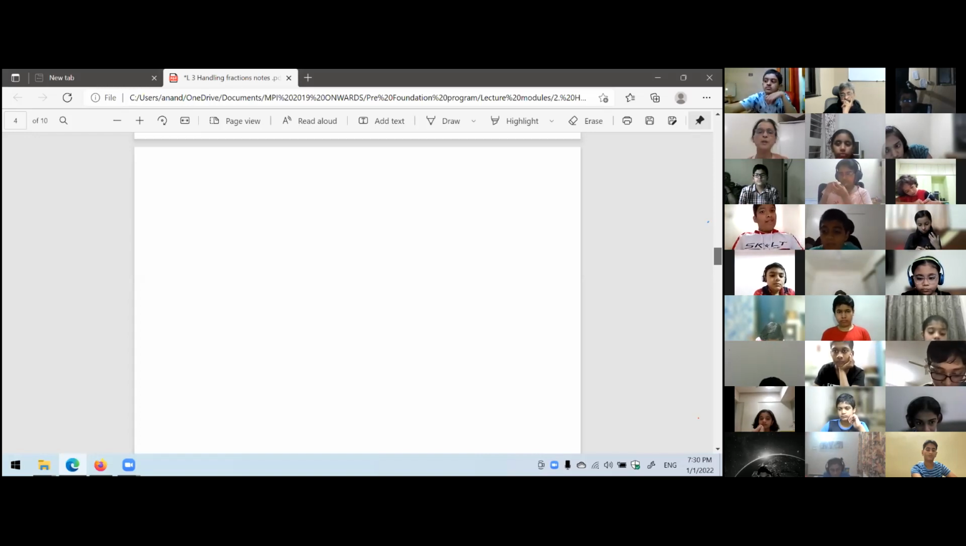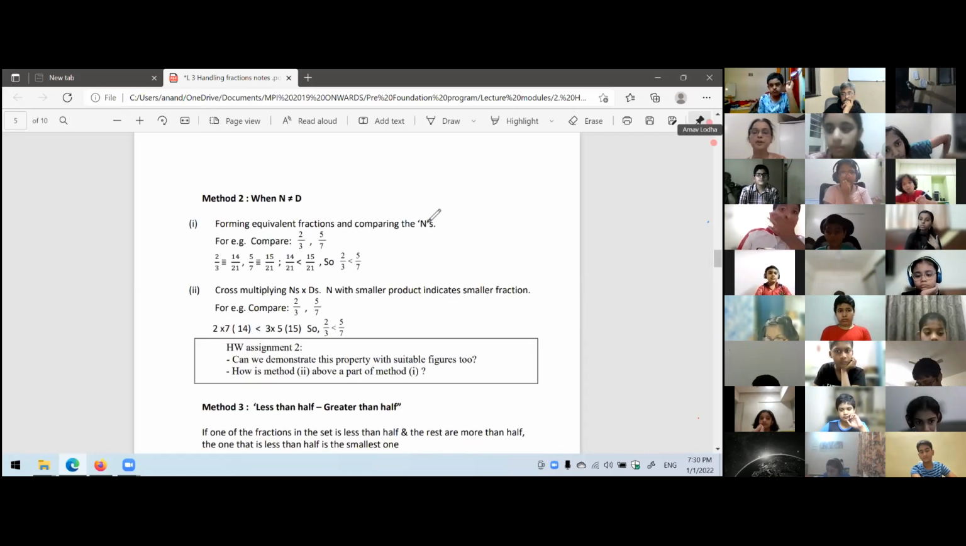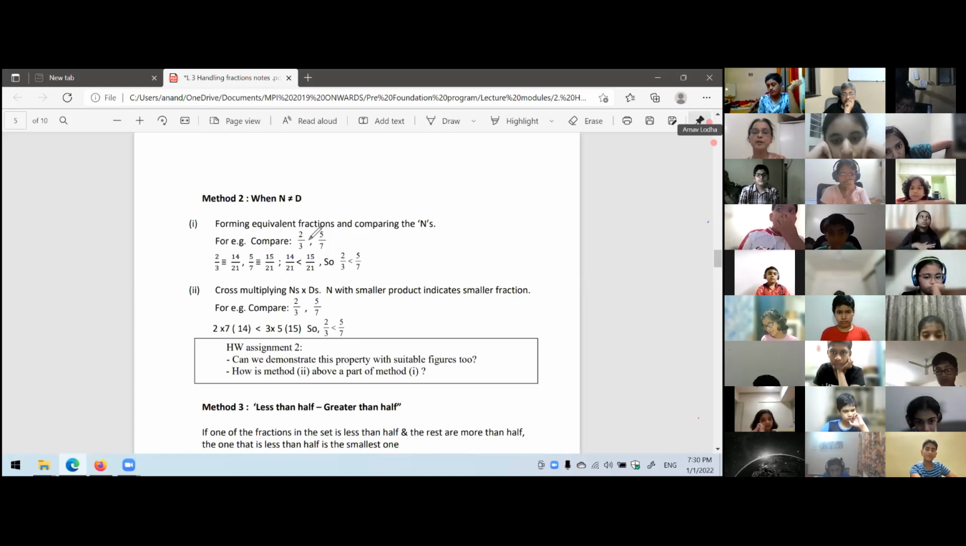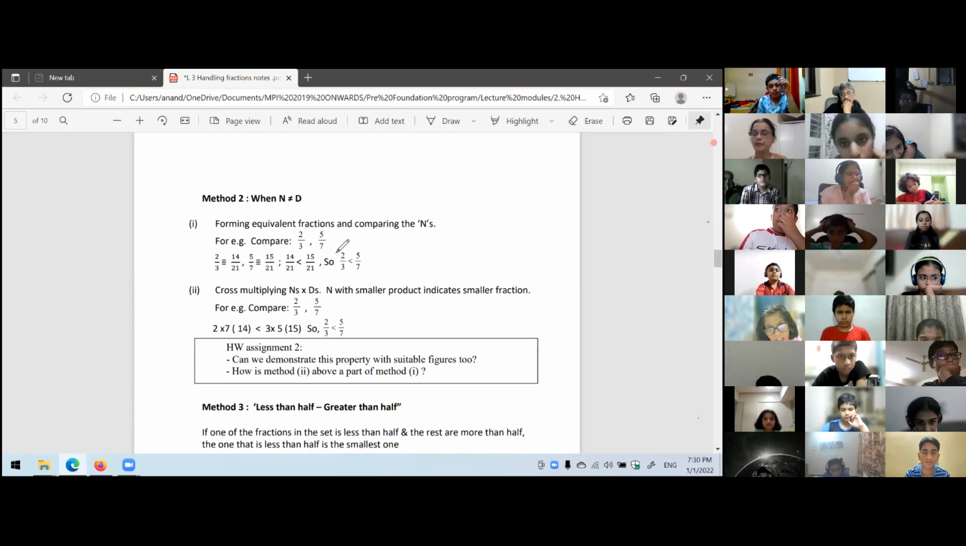Now, sometimes I will need to know which fraction is bigger and which fraction is smaller for fractions which have different numerator and different denominator. For example, 2 upon 3 and 5 upon 7. Can I demonstrate with figures? I want you to do this at home. Equal size strips. One strip make 3 parts, take 2. Another strip makes 7 parts, take 5.